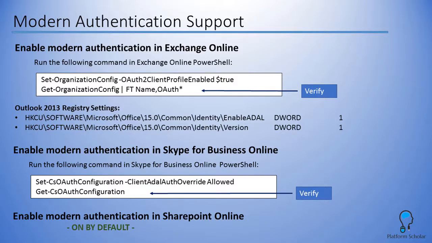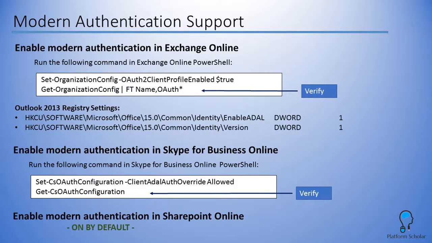Both are in HKey Current User Software Microsoft Office 15.0 Common Identity. The first is Enable ADAL. If this key does not exist, you must create it and set the value to 1. Next is version, which also must be created if not already there and set to 1.